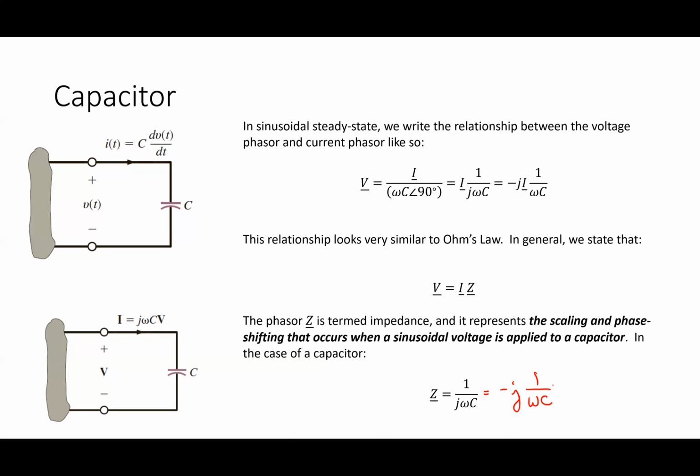All right, I don't want to bake your noodle on that one, but again, you can prove that 1 over j is minus j. So that guy is also a phasor. He's a complex number, right? Where is that complex number in the complex plane? It's on the imaginary axis, going down. So I can write that as 1 over omega C with an angle of negative 90.